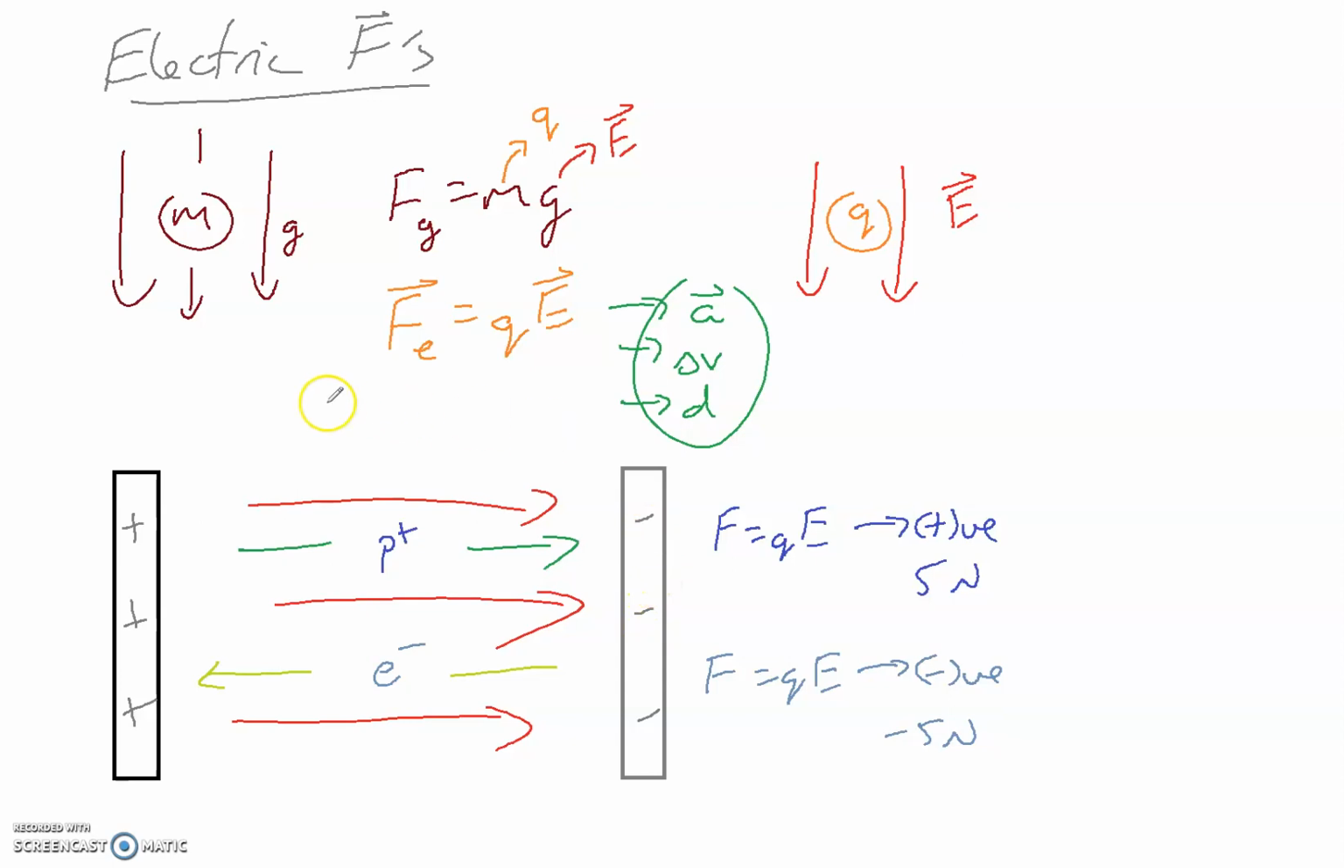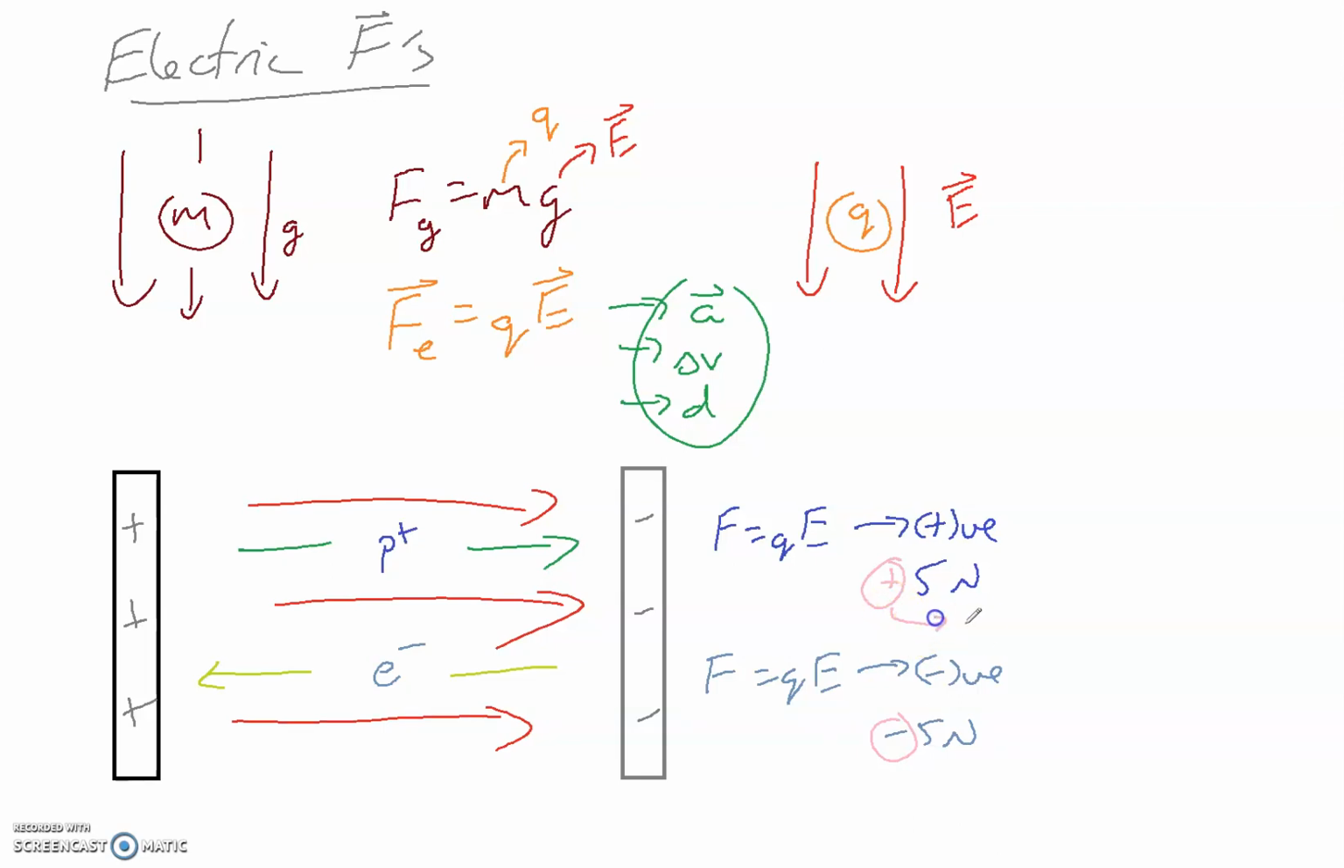Because if you reversed this entire setup, the calculation would still give you the same results. +5 for the proton, -5 for the electron. So what that little positive and negative actually tells you is a little bit different. It doesn't really tell you much about which way it's actually going. It sort of tells you how the charges are moving based on the field.